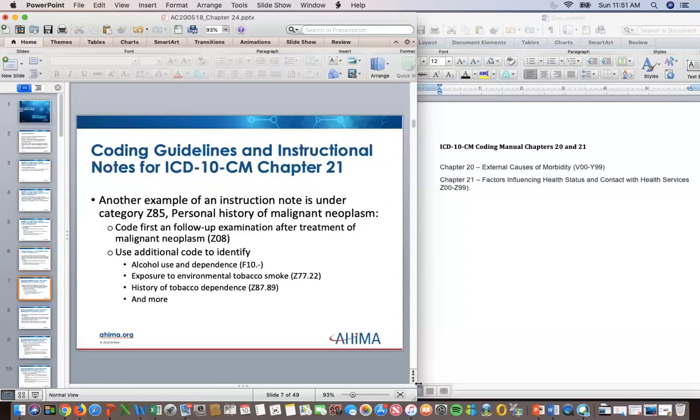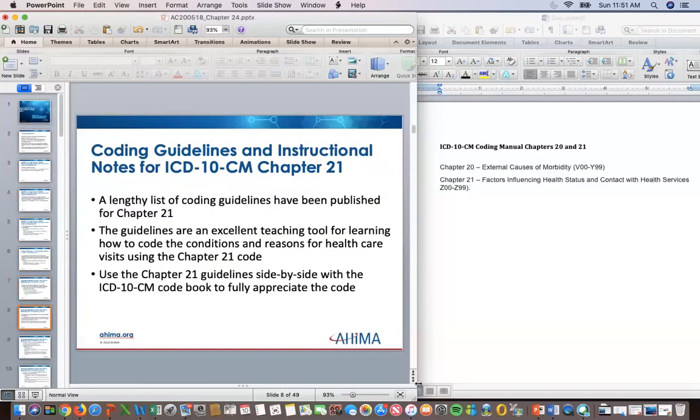So, okay, just a brief overview. There are 50 of these PowerPoint slides, and I will not be going through all of those. But again, when we talk about factors influencing health status and contact with health services, why are they coming in? The first one we're looking at is personal history of malignant neoplasm. Use an additional code to identify the reason, in this case alcohol use. There are several more history codes out there.